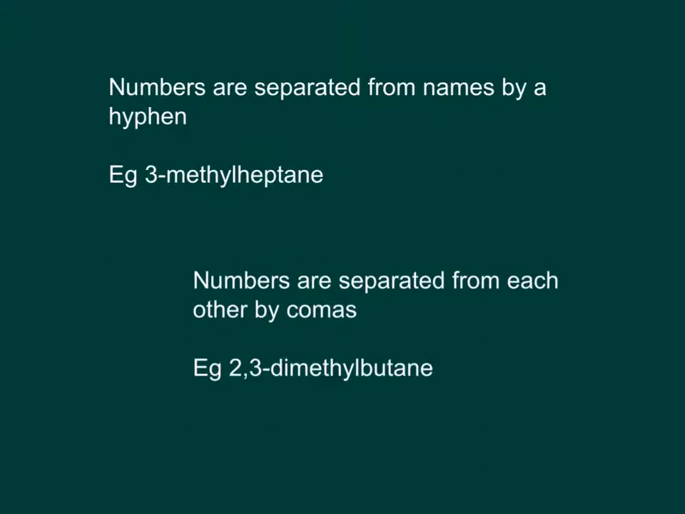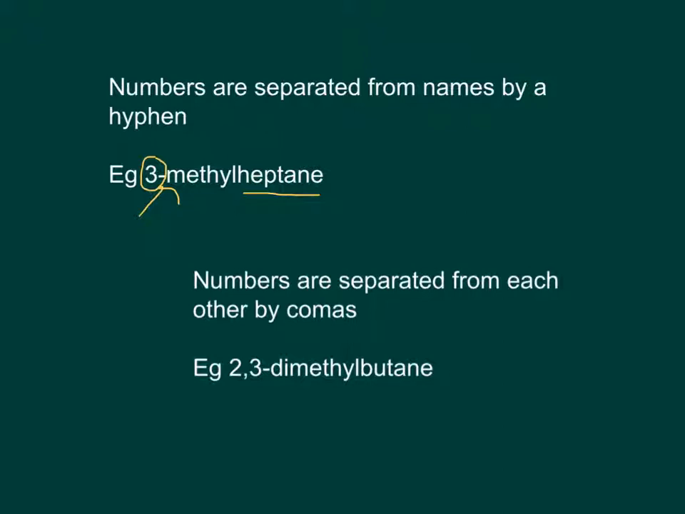Okay, so how do we put everything together? Well, you've got to remember to add your hyphens and commas in your names as well. So if you have a number, you need to put a hyphen between the number and the name. So, for example, for this one, 3-methylheptane is telling me that the methyl group is on carbon number 3, and the longest chain that I've got from the heptane is going to be 7 carbons long.